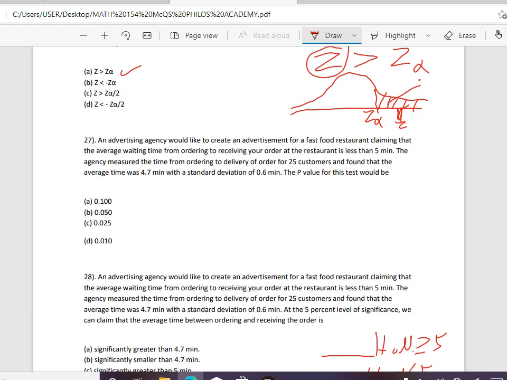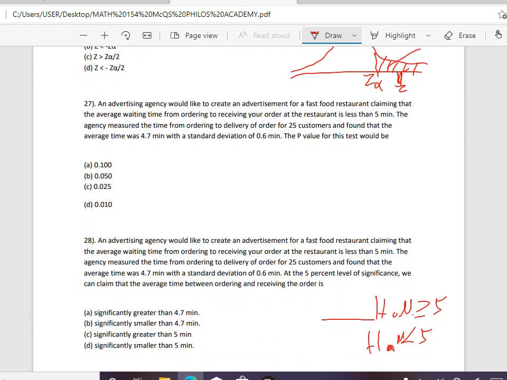Then question 27. An advertising agency would like to create an advertisement for a fast food restaurant claiming that the average waiting time from ordering to receiving your order at the restaurant is less than 5 minutes. Now, the agency measured the time from ordering to receive delivery of order for 25 customers and found that the average time was 4.7 minutes with a standard deviation of 0.6 minutes. The p-value of the test will be.